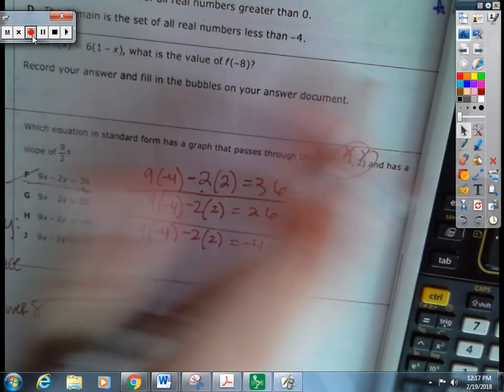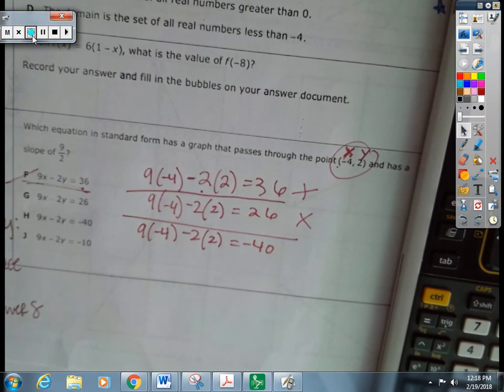Alright, now try with the other one and the other one. That one was supposed to be correct.